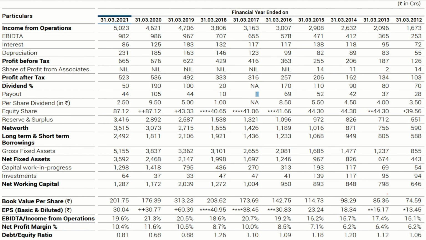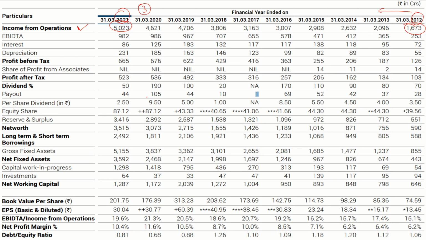Now let us talk about their financials, and this is where it gets really interesting. This is 2012 and this is 2021. Look at their sales, income from operations, from 1673 crores to 5000 crores. That is, their sales have grown from 1600 crores to 5000 crores. Almost 3x growth in sales.